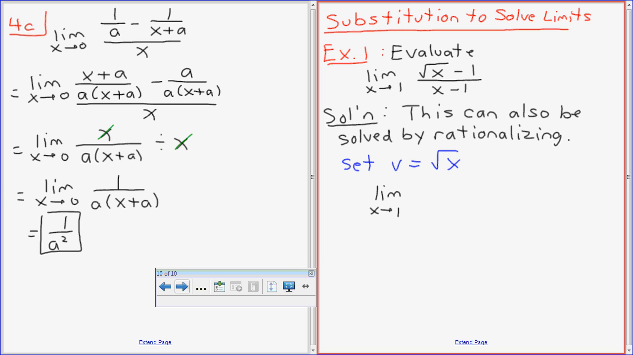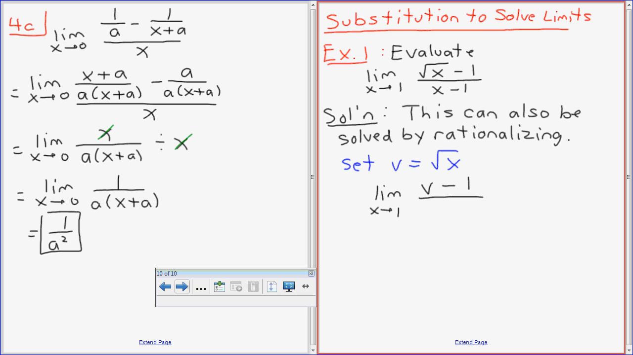What does that turn the numerator into now? V minus 1. Hey, Haley. Now for the tricky question, what does that turn the denominator into? Somebody help her here. If v is equal to the square root of x, what's x going to be then? V squared. V squared, right? Good. So everyone see that, right? Square root of x is going to be v, so then x would be v squared.